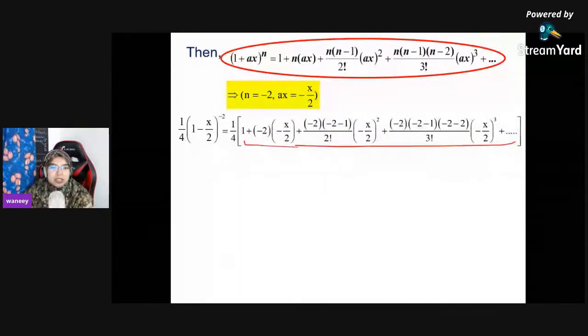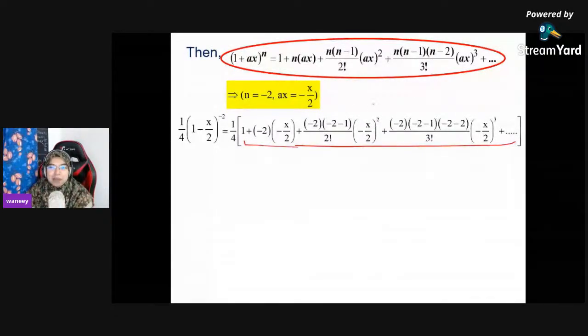Okay, so this is 1 plus n ax. So n is negative 2, ax is negative x over 2, n minus 1, 2 factorial, and then ax squared, and n minus 1, n minus 2, 3 factorial, and then this is ax cubed. Okay, so I do feel that it will be better if, let's say, you do have something with a square over here, it will be easier if you separate the number and the x.